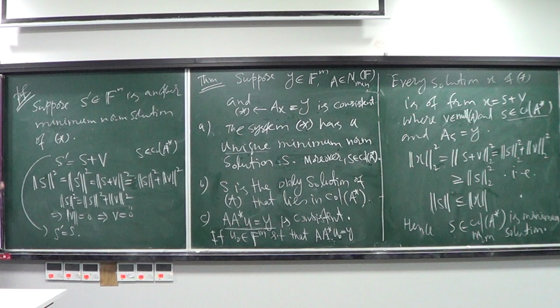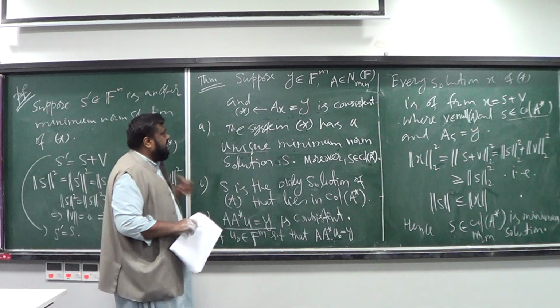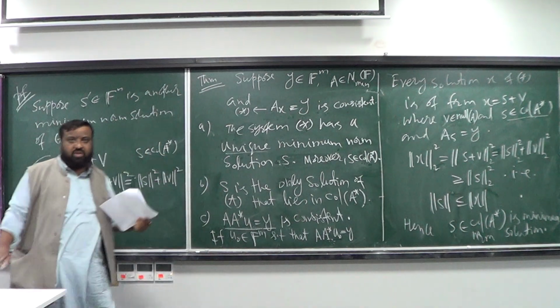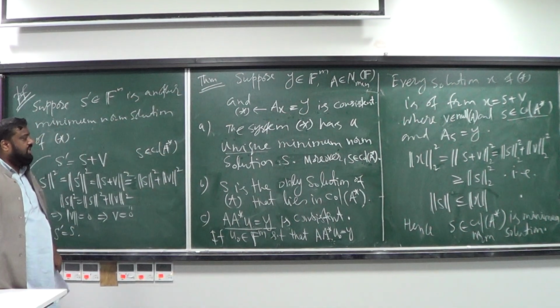So first we proved there is a solution, and every solution can be written as S plus V, where S is a minimum norm solution, and this solution must be unique. And that minimum norm solution lives in the column space of A star. Column space of A star.